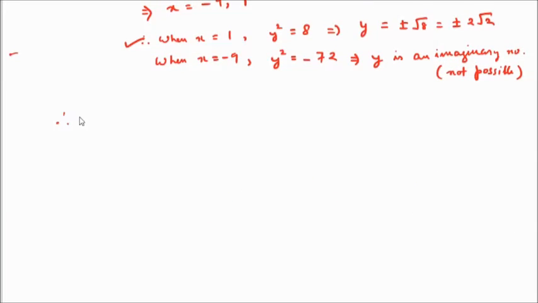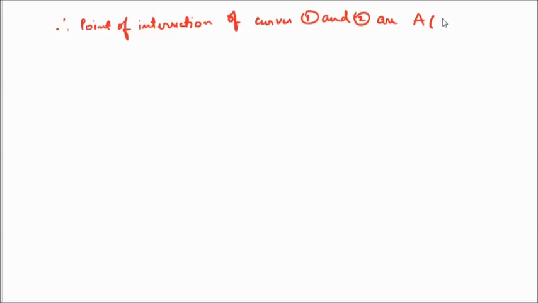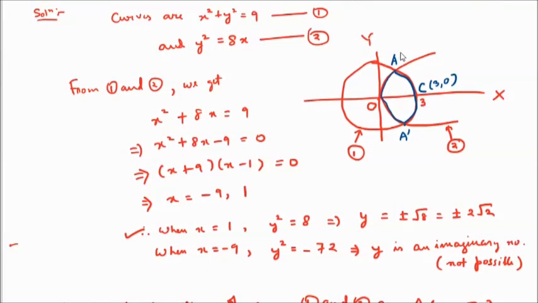Therefore the points of intersection of curves 1 and 2 are A, okay, A is my this 1, 2 root 2 and A dash, 1, minus 2 root 2. So in the figure I can say that these coordinates are 1 comma 2 root 2 and A dash is 1 comma minus 2 root 2.